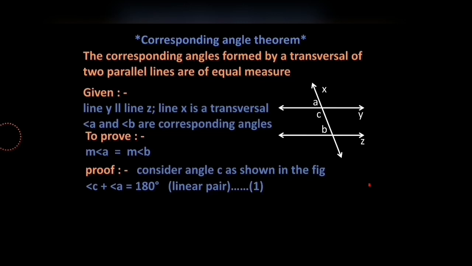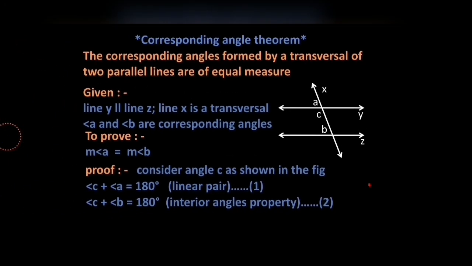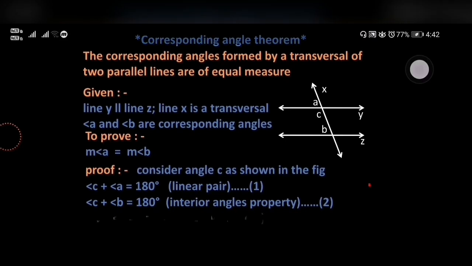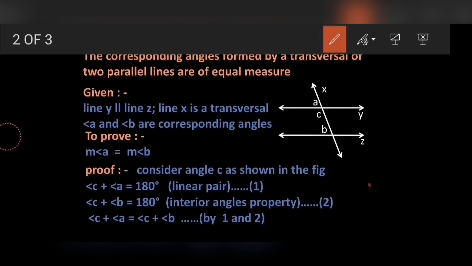Second thing we can write from the diagram is angle C plus angle B. If you add, the sum will be 180 degrees. Correct? The reason is they are interior angles and there is a base property. Correct? And if you observe 1 and 2, we can say both the terms equal 180, and if both equal 180, then ultimately C plus A and C plus B are also equal to each other, right?